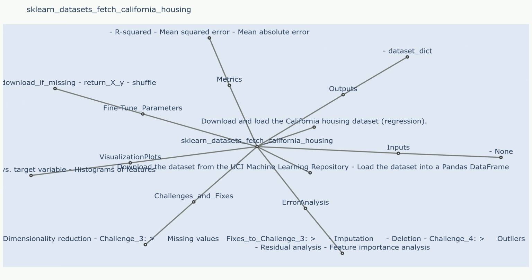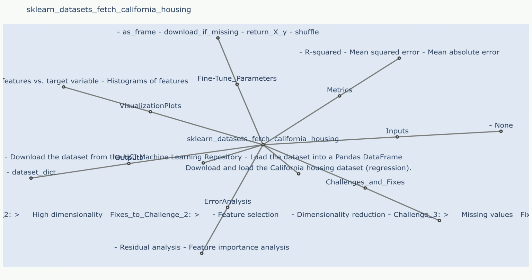Outputs. Dataset object. The fetch_california_housing function returns a scikit-learn Bunch object. This object is a dictionary-like structure containing the following key-value pairs. Data: a NumPy array containing the features, the input variables of the dataset. Each row represents a housing instance, and each column represents a feature. Target: a NumPy array containing the target variable, the output variable, the median house value.